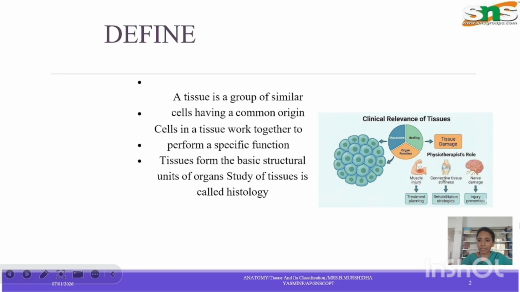So, the clinical relevance of tissue to the physiotherapist. Tissue damage will cause organ dysfunction, thereby reducing the healing time and limiting movements. In case of muscle injury, connective tissue stiffness or any nerve injury, that will give you movement restriction or organ dysfunction. So it is the physiotherapist's role to clearly know what tissues are present in our body, how they function, and how they are different.